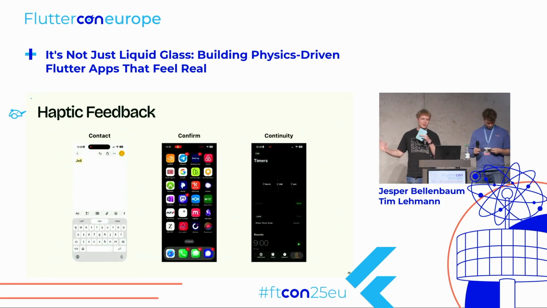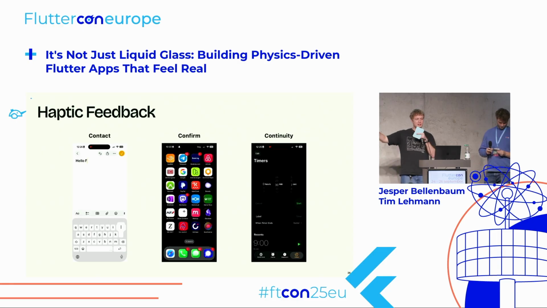So yeah, looking at haptic feedback, we have also categorized it into 3 categories a little bit. So you have the contact haptics, you know that from the keyboard, and that is also not just for fun, but it's really helpful because your user is probably not going to look at the keyboard during typing. So the haptic feedback gives them some sort of confirmation that what they're doing is successful.